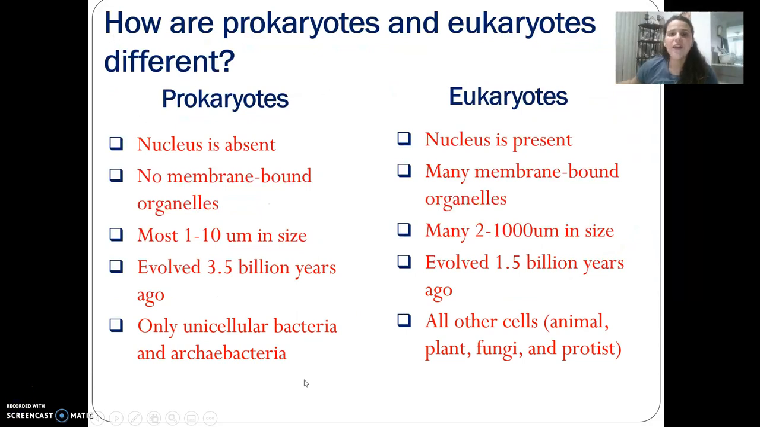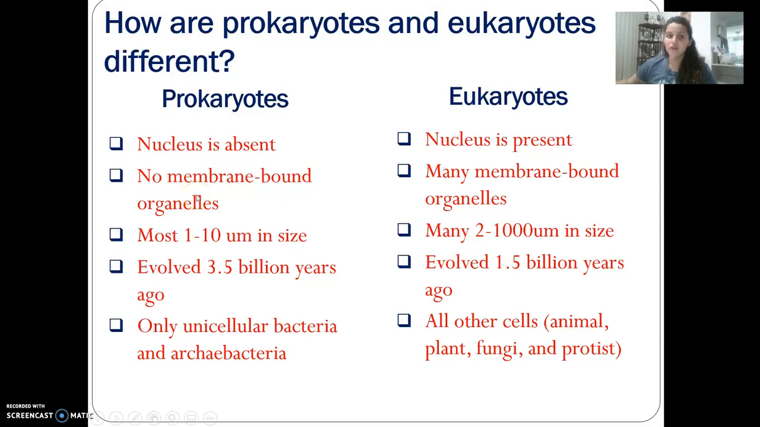Now, here we have differences between prokaryotes and eukaryotes. Again, the main difference between prokaryotes and eukaryotes is that prokaryotes do not have a nucleus. The nucleus is absent as compared to a eukaryote where the nucleus is present. Now, prokaryotes do not have membrane-bound organelles.